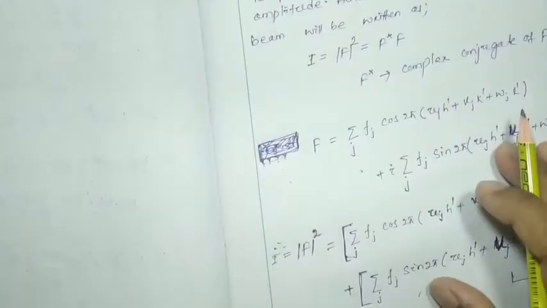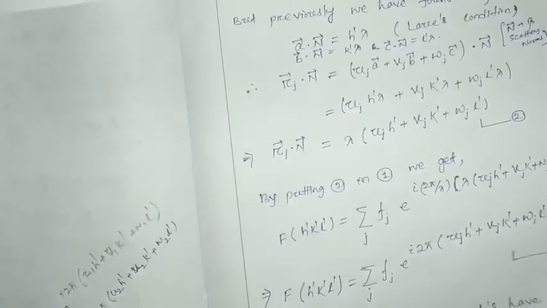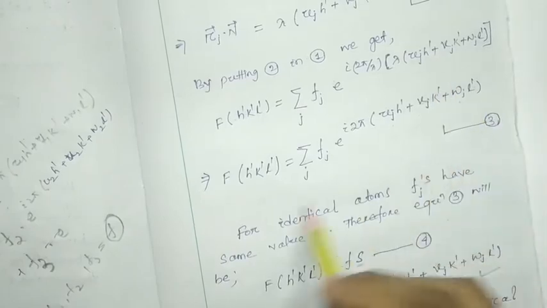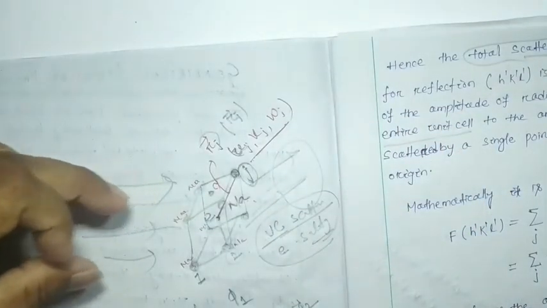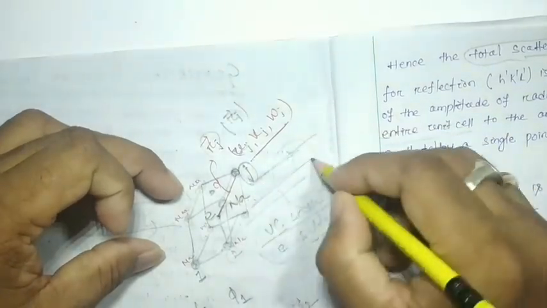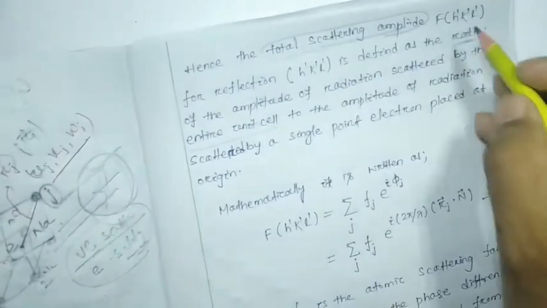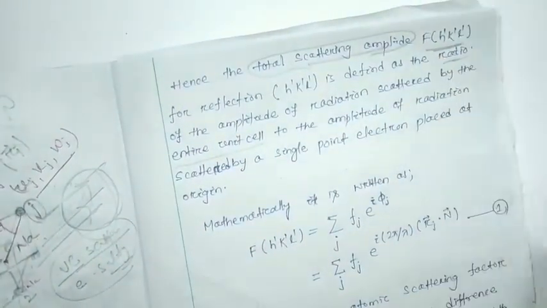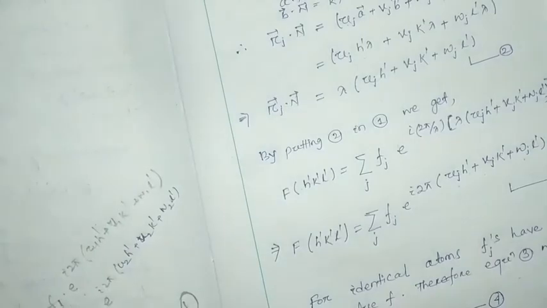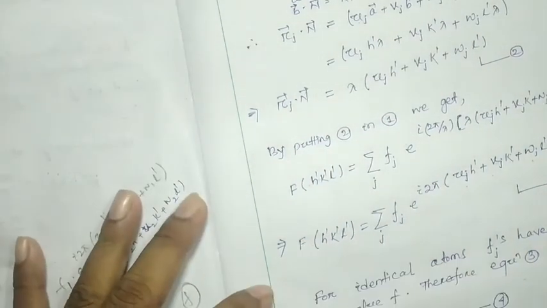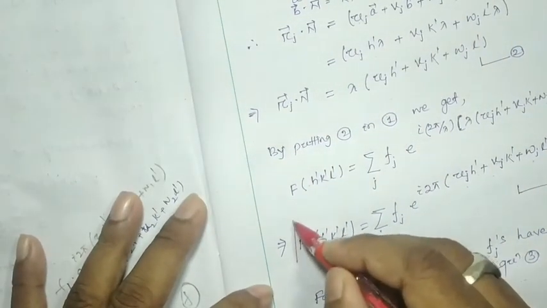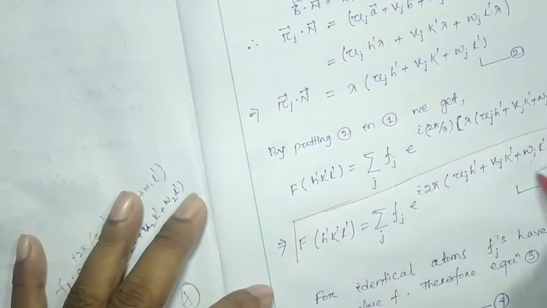Here F is what we define as the total scattering amplitude. That means the incident X-ray is incident and the X-ray scatters. The total scattering amplitude is nothing but this one, and the last expression of F(h'k'l') that we found is this one. This is the generalized expression.